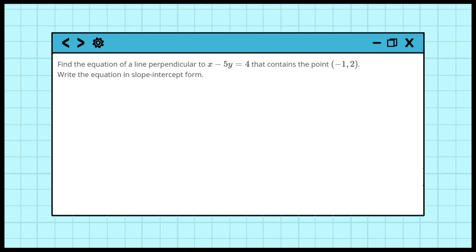In this problem, we want to find the equation of a line that's perpendicular to x minus 5y equals 4 and that contains the point (-1, 2). So the first thing we need to do is figure out what is the slope of the equation that they gave us. Because once we know that slope, we can find the slope of the perpendicular line.